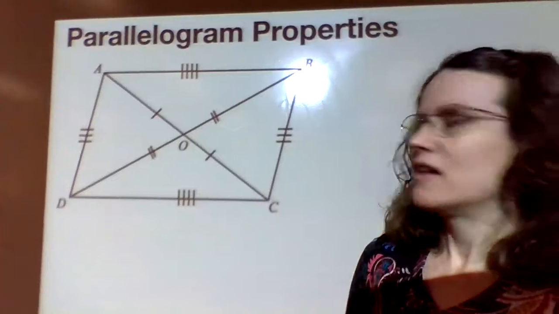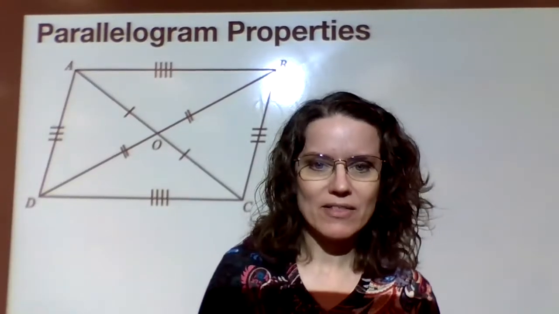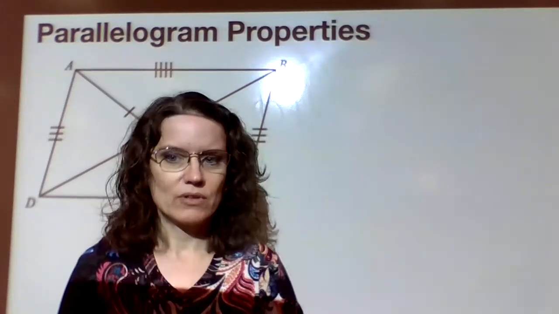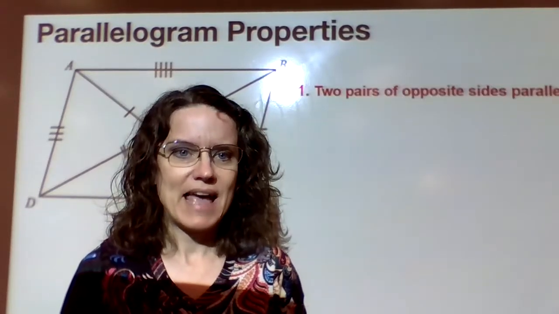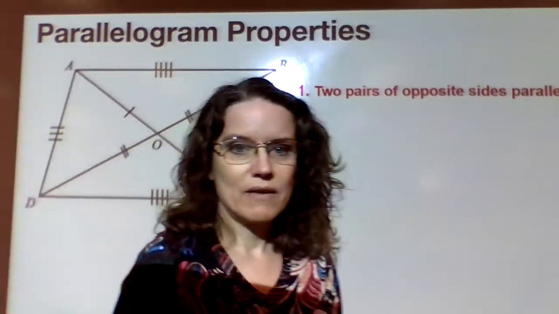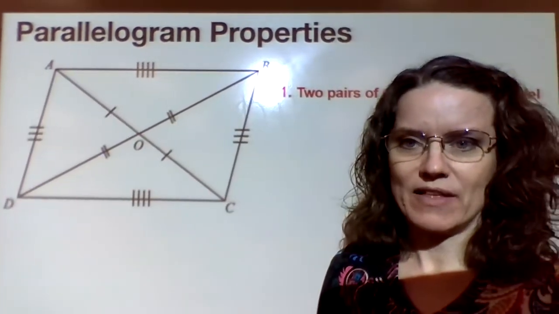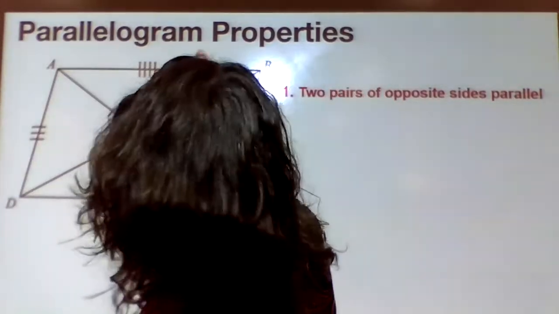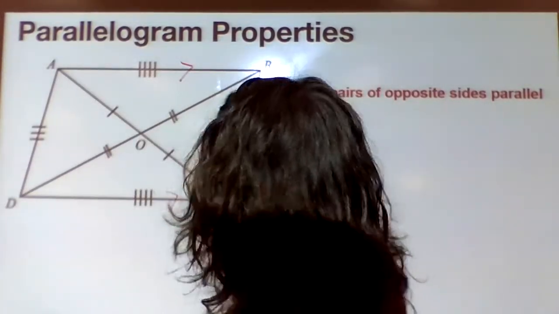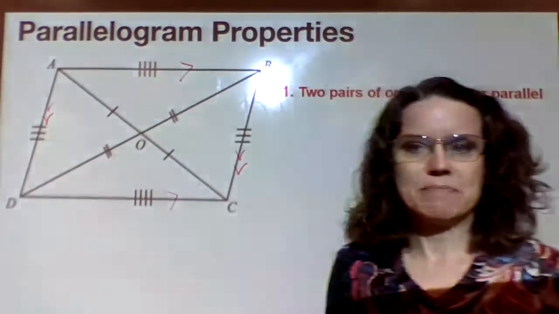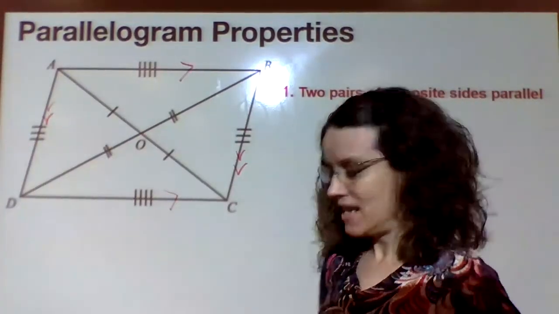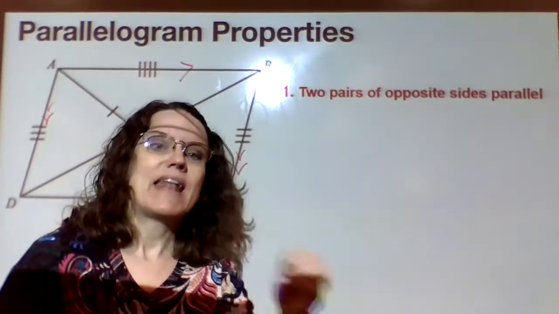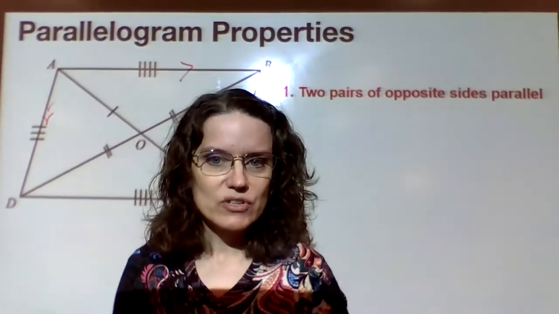To start us off, we have just your basic parallelogram. If you recall, a parallelogram is just a quadrilateral, a four-sided shape that happens to have two pairs of opposite sides that are parallel. So that means that this top and this bottom side are going to be parallel, and these side ones will also be parallel. That's what makes it a parallelogram. So we have that. Well, what are some other special things that every parallelogram in the entire universe has?